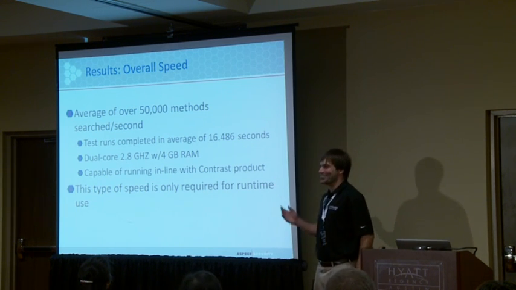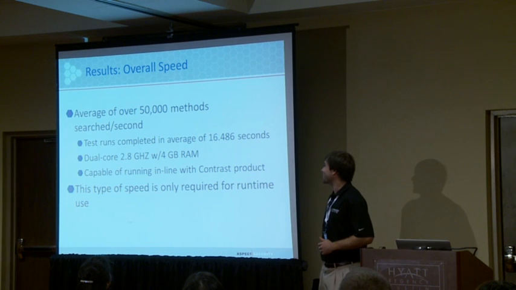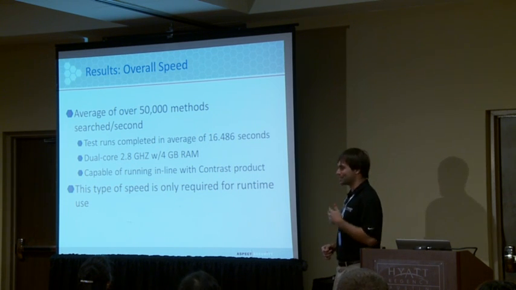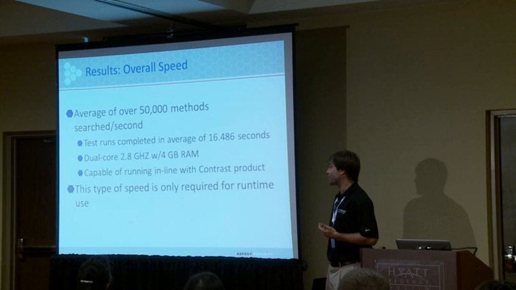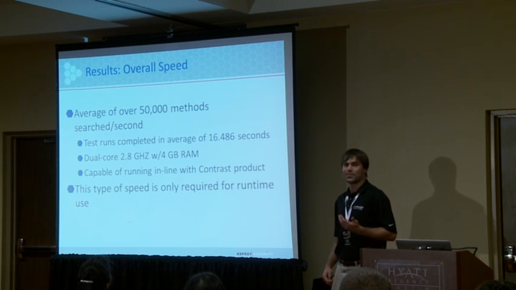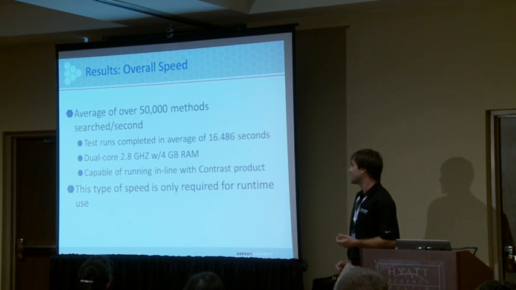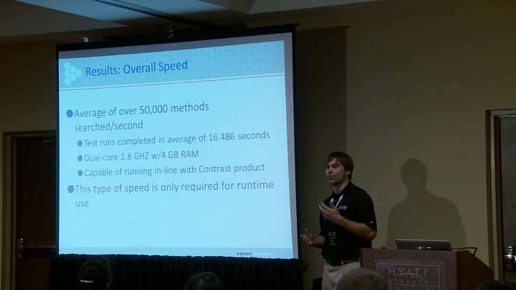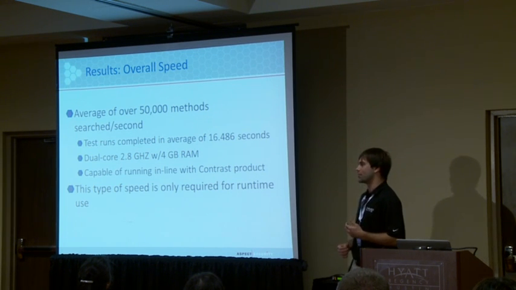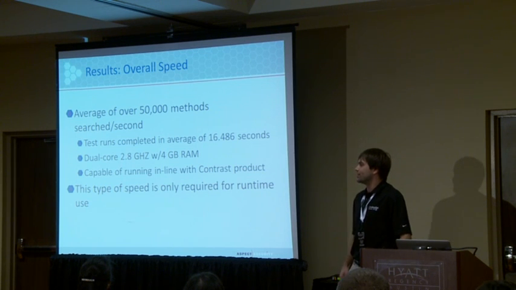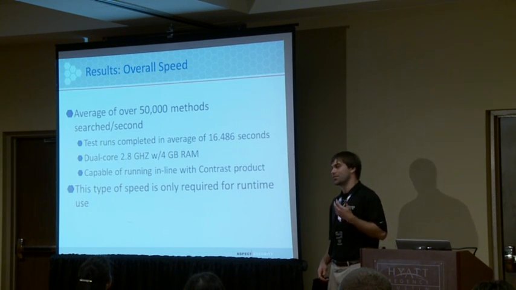right. Anyway, our test on those 1 million methods pretty much completed in an average of 16.5 seconds. So that's somewhat over 50,000 methods searched per second. For our purposes, that was fast enough. It's fast enough to run inline with Contrast. And for any other sort of runtime applications you might have, that's a pretty fast speed. The other thing is, even if you're doing static analysis, it's not bad to have something that runs that fast.